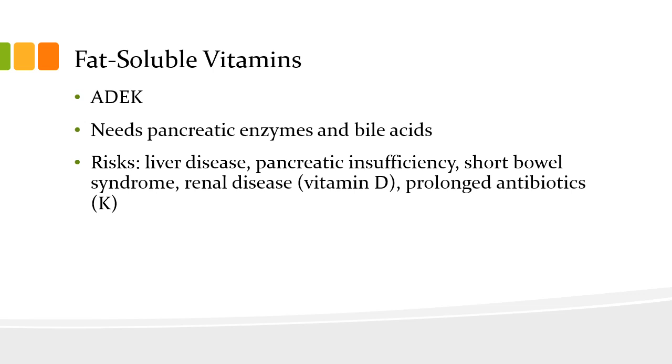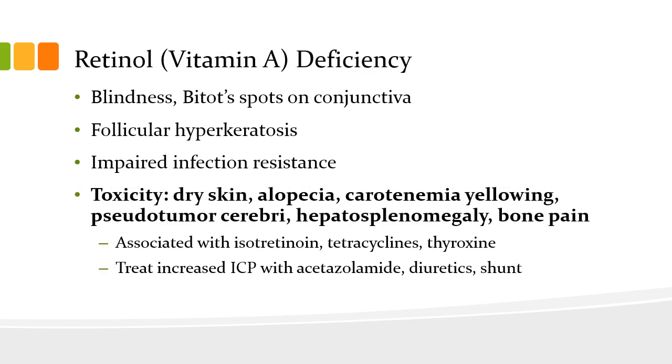The fat-soluble vitamins A, D, E, and K need pancreatic enzymes and bile acids to absorb. Patients with pancreatic insufficiency, short gut, renal disease, or prolonged antibiotic use can become deficient. With vitamin A deficiency, which is retinol, patients have blindness, Bitot spots on the conjunctiva, follicular hyperkeratosis, and impaired infection resistance. With vitamin A toxicity, patients have carotenemia, alopecia, dry skin, bone pain, hepatosplenomegaly, and it's important to remember vitamin A toxicity with pseudotumor cerebri with increased intracranial pressure.